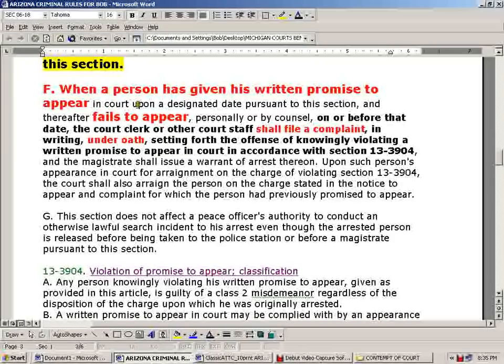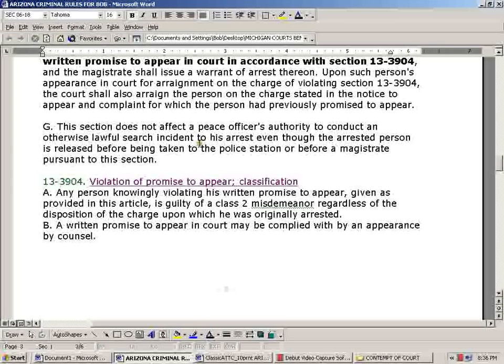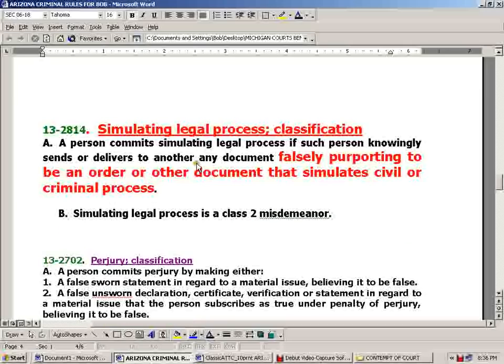So if you do your promise to appear and you don't, well, then you failed to appear, and boom. And if you fail to appear to the judicial side of the court because you went to the administrative side of the court, that could be enough to get you a misdemeanor for failure to appear.